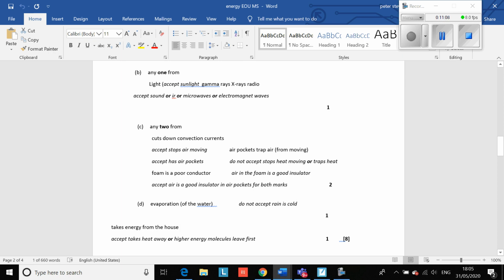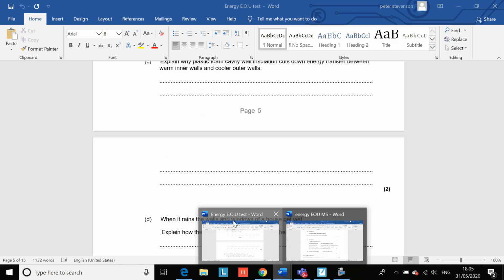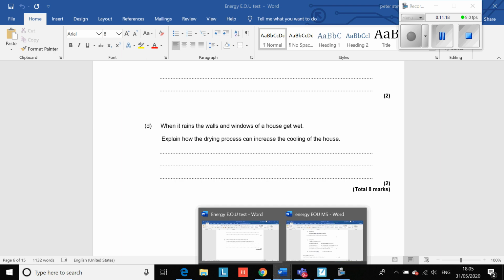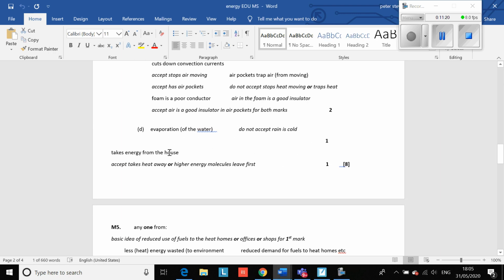Okay. And then question D. When it rains, the walls and windows of a house get wet. Explain how the drying process can increase the cooling of a house. Okay, so you could have had the evaporation of the water takes energy from the house. So you need to say the evaporation, 1 mark, takes energy away from the house, 2 marks.